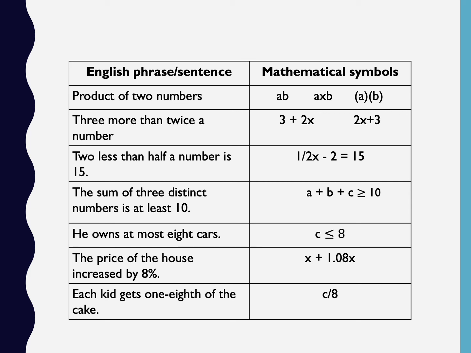Next, each kid gets 1/8 of the cake. So it's like a division. So you will divide a cake among 8 kids equally. So let's use a variable to represent the cake. So let's say let C be the cake, dividing it equally by 8 persons, it will be C over 8.